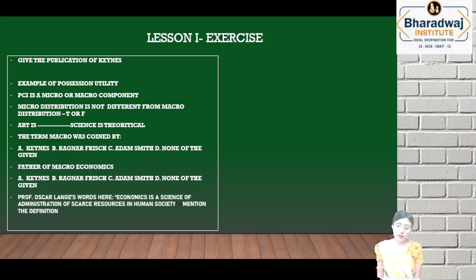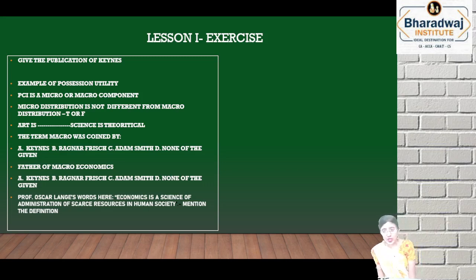Expected question: give one example of possession utility. I told you, forms of utility is for in and around questions. I will show you a slide on forms of utility. We have seen, isn't it? Time utility, place utility, form utility, possession utility. You remember that? So you give one example of possession utility so that I will know that you have understood possession utility.